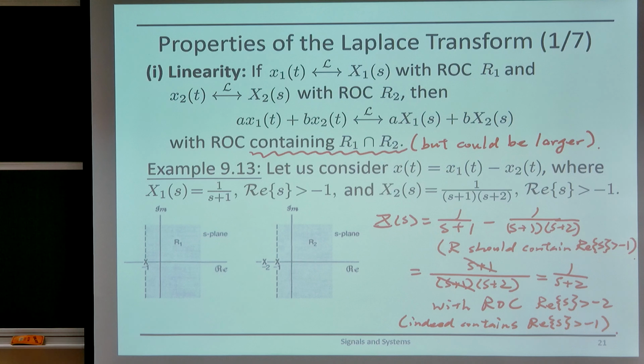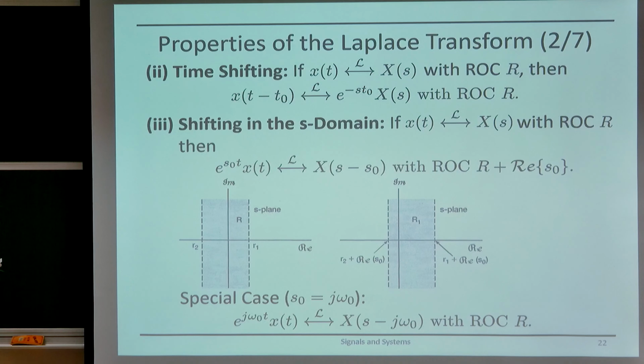Okay. Let's continue to look at other properties. So almost all of these properties we've looked at before. The next one is time shifting. So suppose x of t has a transform that is capital X of s with region of convergence R.